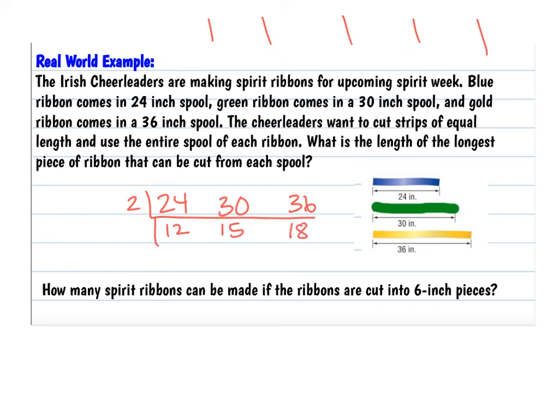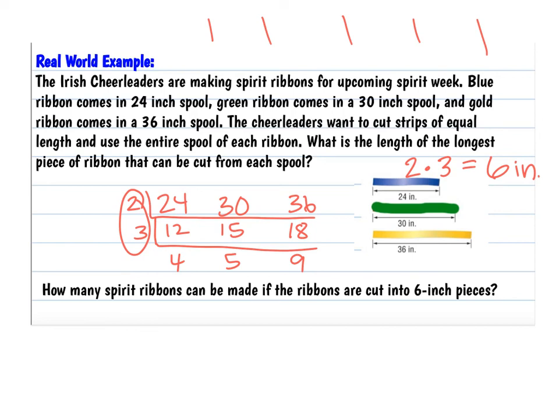12, 15, and 18 can all be divided by 3 evenly. So 12 divided by 3 is 4, 15 divided by 3 is 5, and 18 divided by 3 is 9. Now between 9, 5, and 4, there's nothing else they have in common. So here, take that, 3 times 2 equals 6. So what that means is we are going to be cutting 6 inches from each spool of ribbon. So the blue we will cut into 6-inch pieces, the green into 6-inch, and the gold into 6-inch. So what is the length? 6 inches.